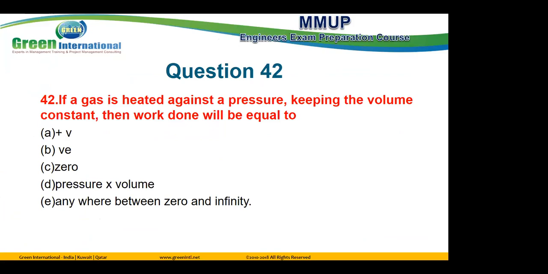If a gas is heated against the pressure, keeping the volume constant, the answer is zero. All agree with this answer? Actually, because the system here is constant volume, the work done is zero.